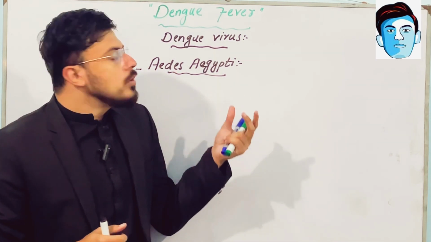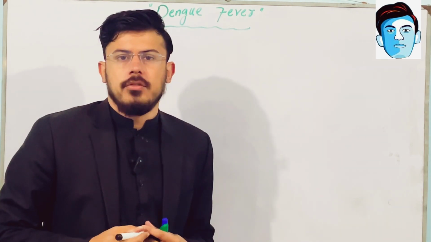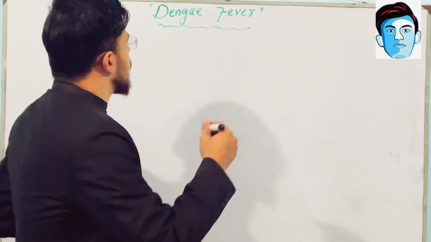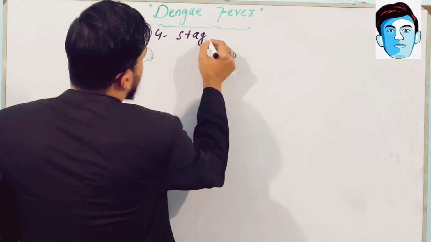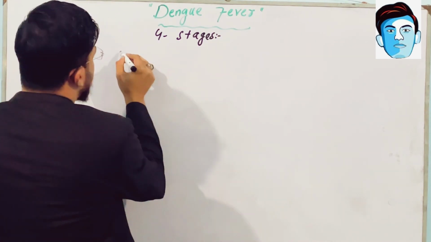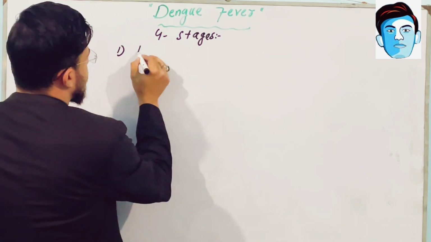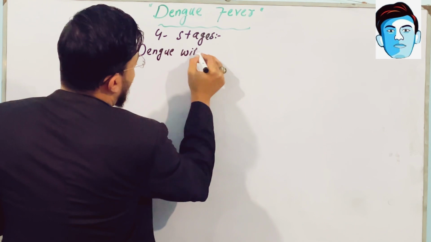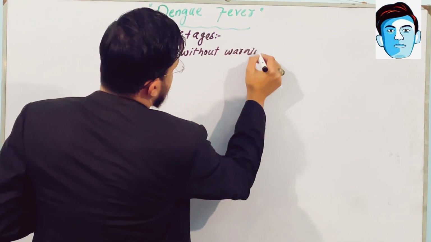So, how is the patient presented with dengue fever? What are the presentations of dengue fever? We divide it into 4 stages. So, there are 4 stages for the clinical presentations. The first stage is called dengue without warning signs.